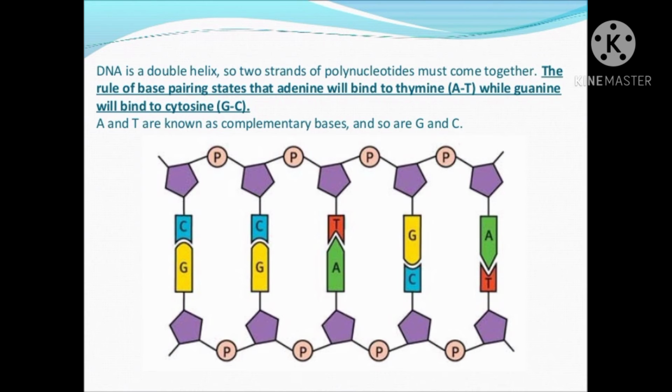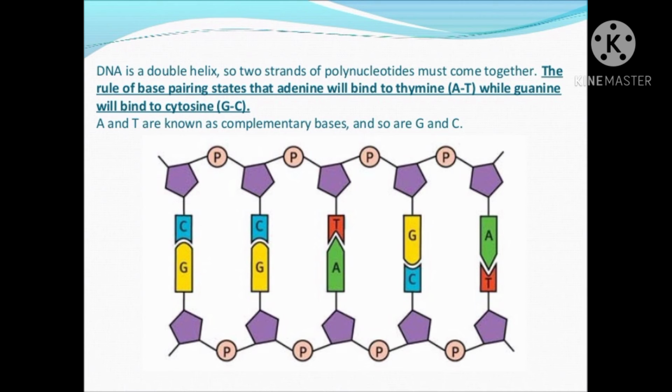The bases of one chain are bonded to those of the opposite chain according to the rule of base pairing. There is a rule of base pairing. What is that rule? Adenine always bonds with thymine. Cytosine always bonds with guanine. Adenine and thymine are thus called complementary bases.